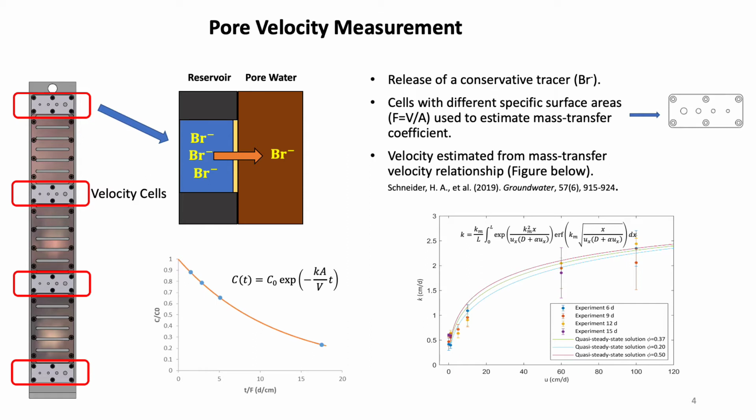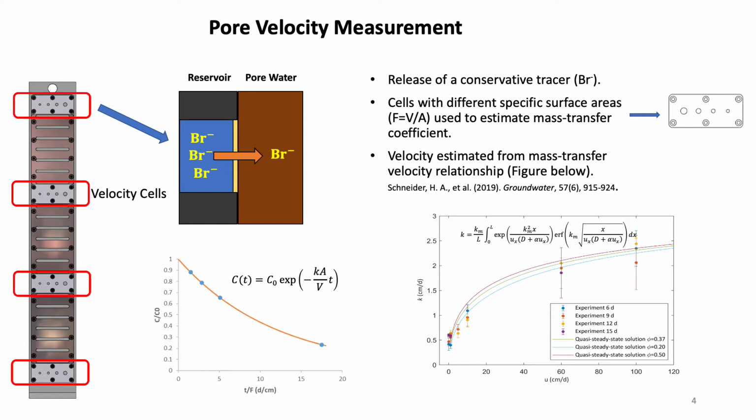The mass transfer coefficient of the bromide out of the cell to the pore water is also dependent upon the velocity outside the cell. That relationship, which was developed in a paper by Schneider et al. and is available, shows that as the velocity of the pore water increases, the mass transfer coefficient increases in a nonlinear manner. Therefore, if the geometry of the cell and the thickness of the membrane are known, then the mass transfer coefficient measured by the deployment can be evaluated with respect to the velocity outside the cell.